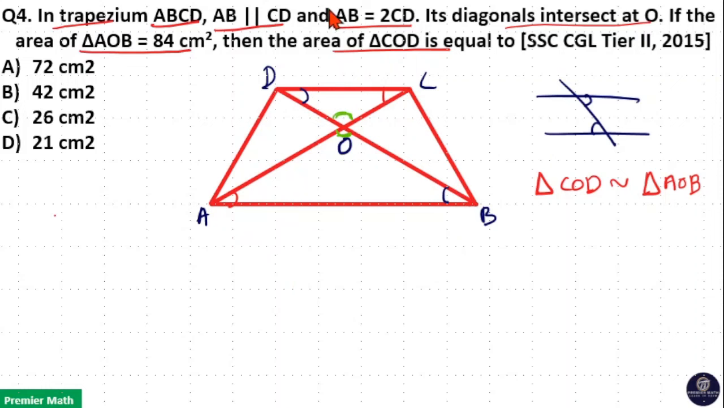Now here there is a relation, that is AB equal to 2CD. That is AB equal to 2 times the length of CD. If I take CD as 1, which means AB is equal to 2. This is the ratio of side.